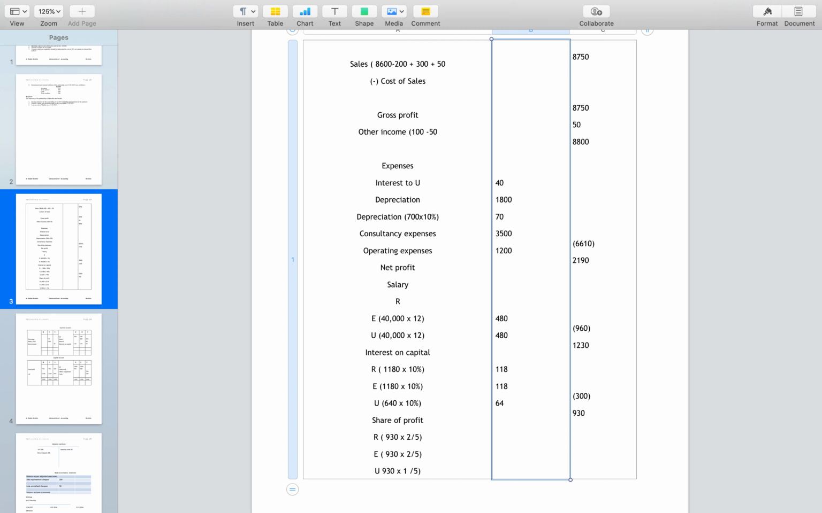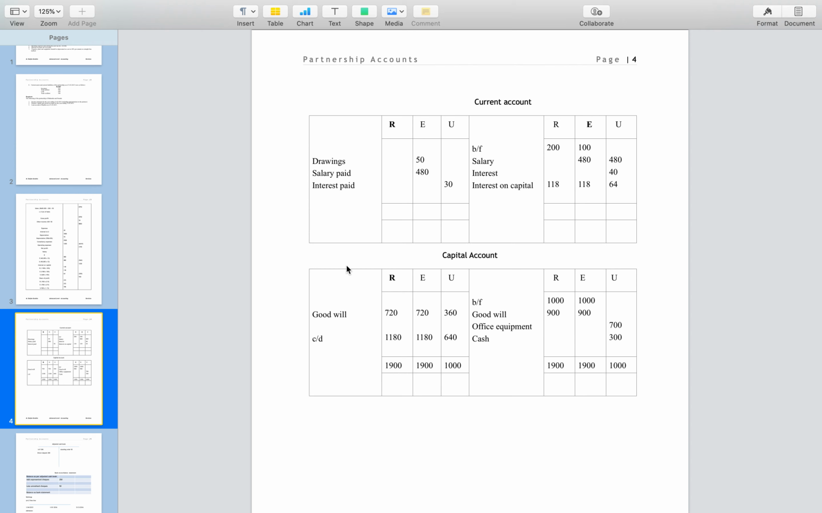So you get your share of profits over here, so that's 930. Right, it will now be 372. 372 for the next person, and for the last person will now be 186. Right, so remember, share of profit also has a double entry. So what's a double entry? It will now be appropriation account debit and current account should be credit, right? So you go and credit over here, right?